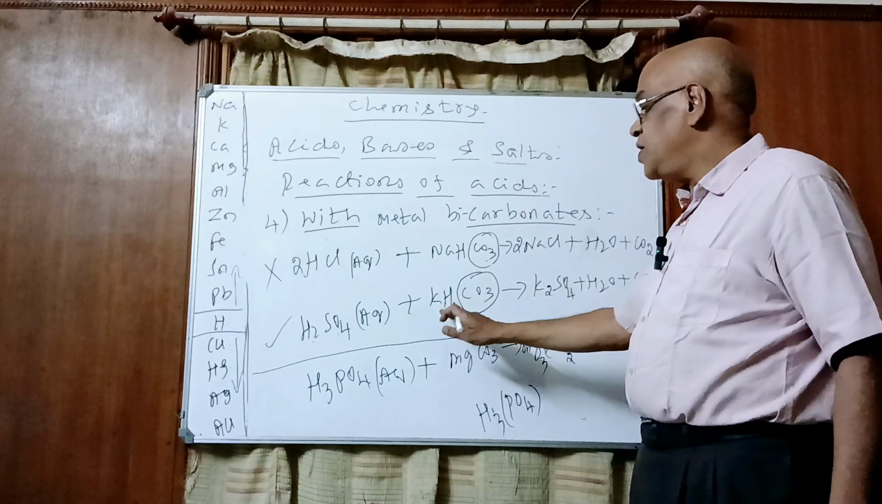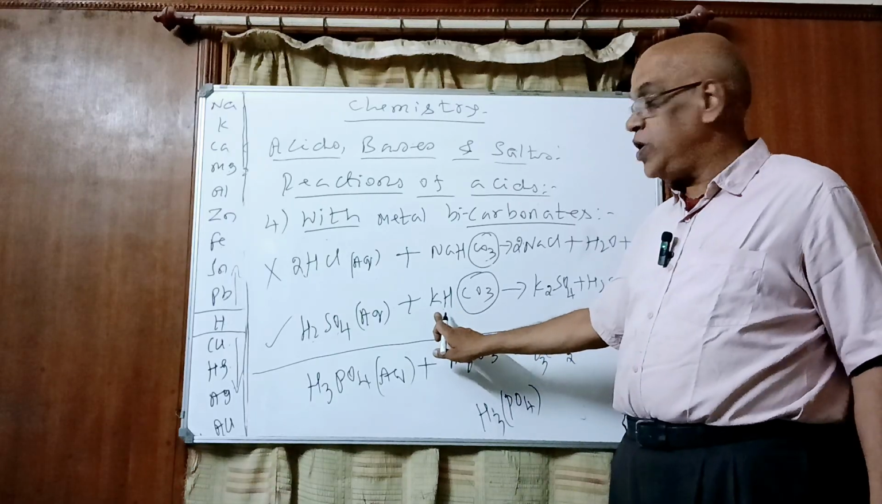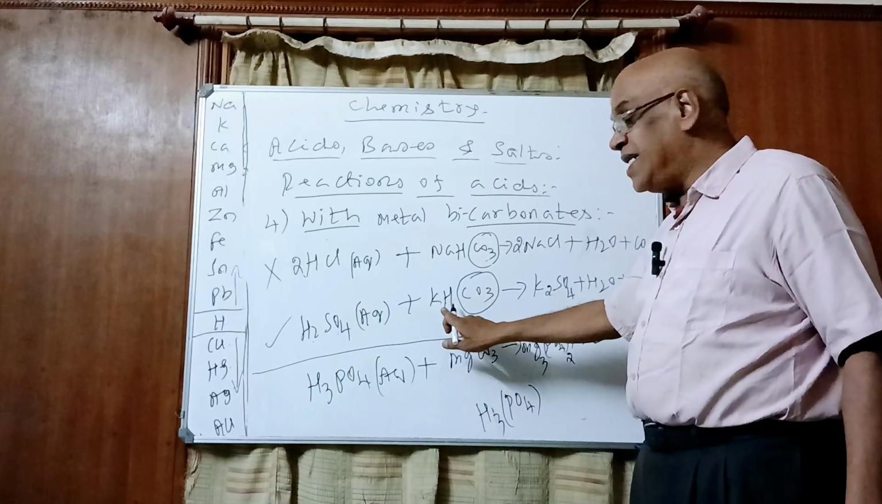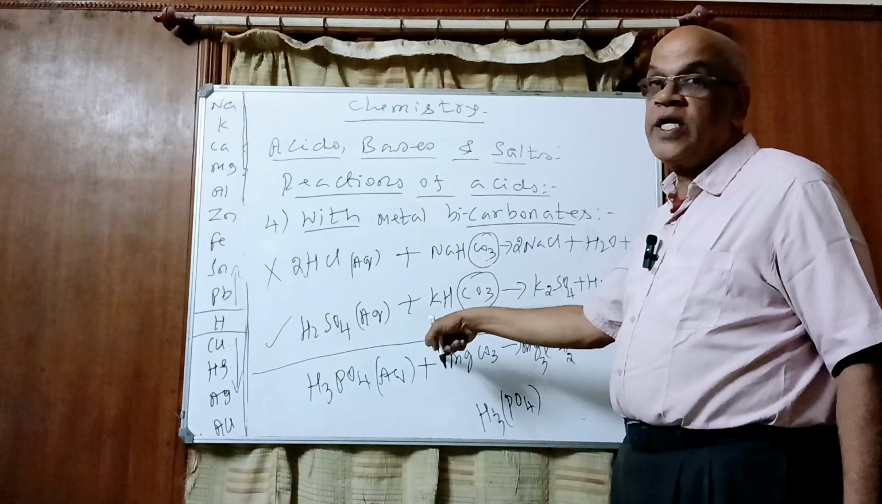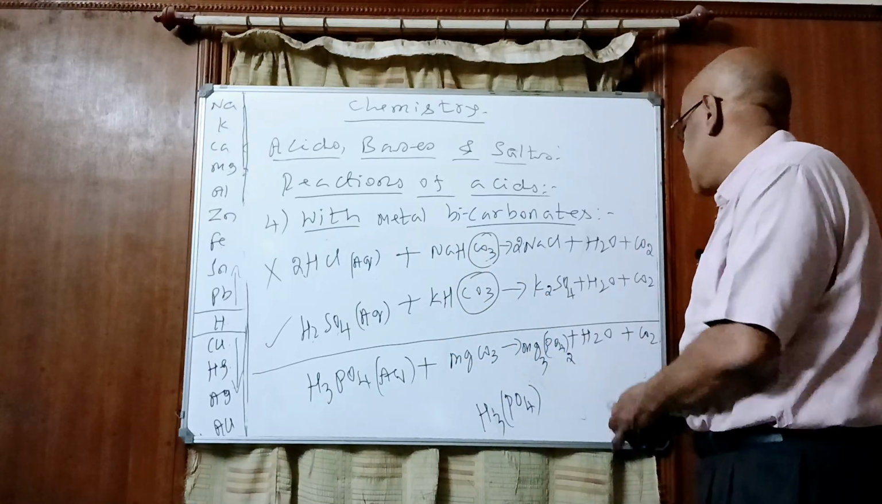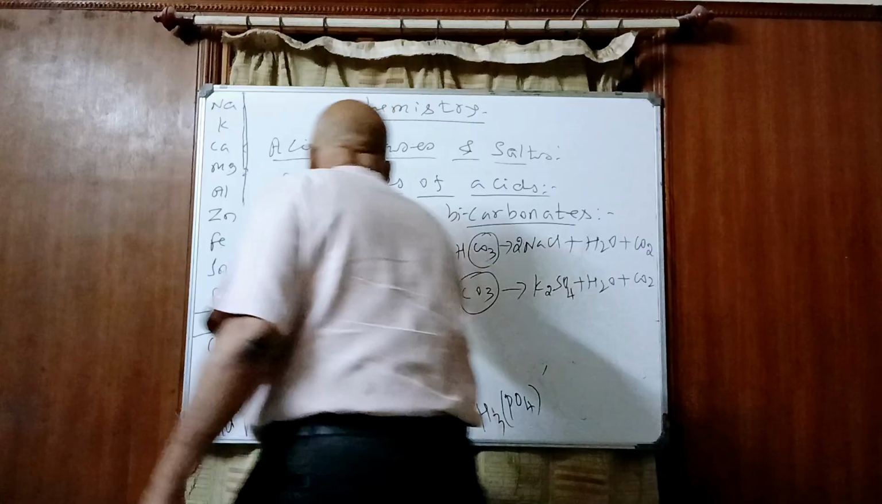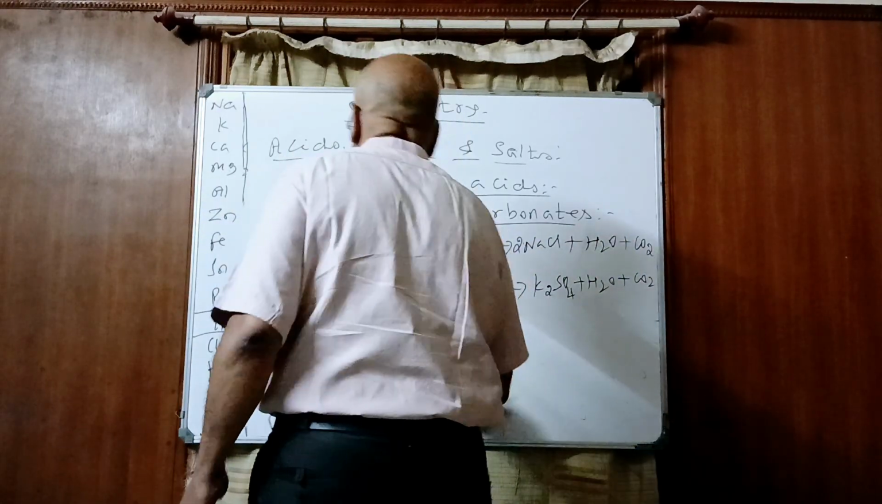Here carbonate means what was written here? K2. In place of K2, I erased the 2, only one potassium. In place of the other potassium, hydrogen comes. That's it, children. Look at the reaction. What happens?